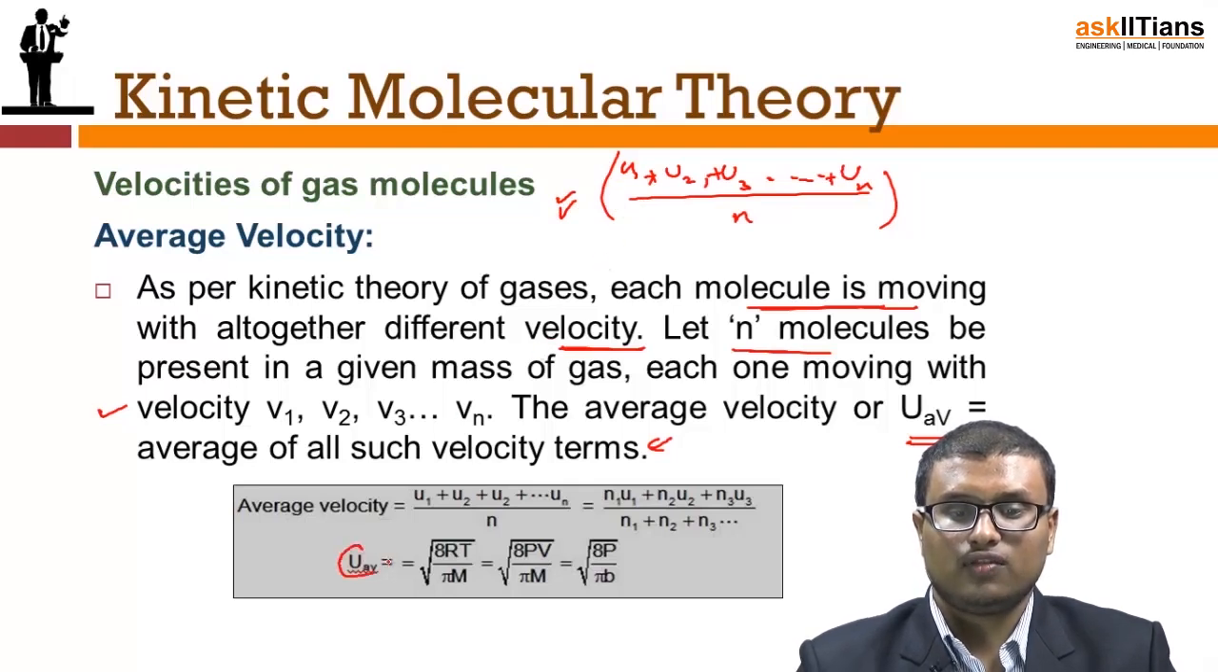So this value of average velocity turns out to be root of 8RT by pi M, where T is the temperature, M is the molecular weight of the gas, P is the pressure, V is the volume, and again M is the molecular mass, and it is also 8P by pi d. You will understand what d is when we discuss real gases.